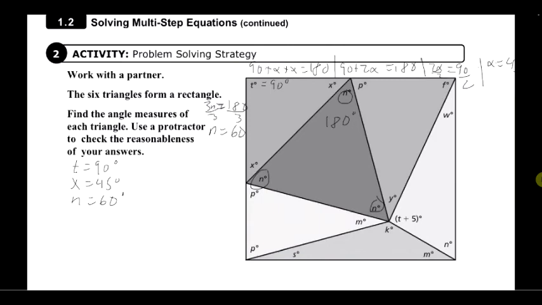Let's find some angles that we already know. T plus 5 and n. So this angle would be 95. This angle we now know as 60. How might we determine what angle W is? 95 plus 60 plus W equals 180. You can solve that one on your own. You can solve angle F once you know angle W, because F plus W equals 90.